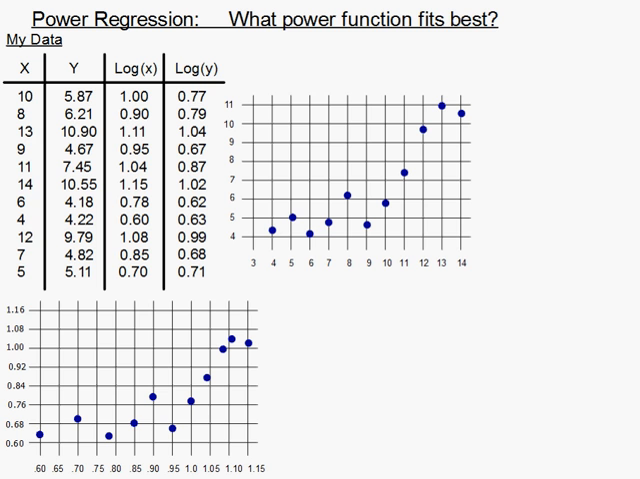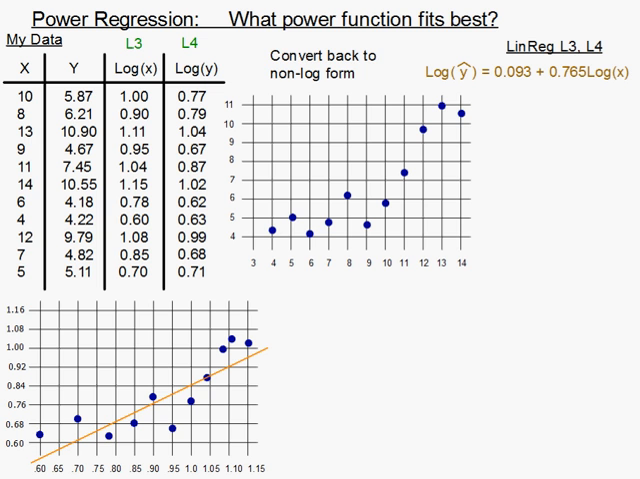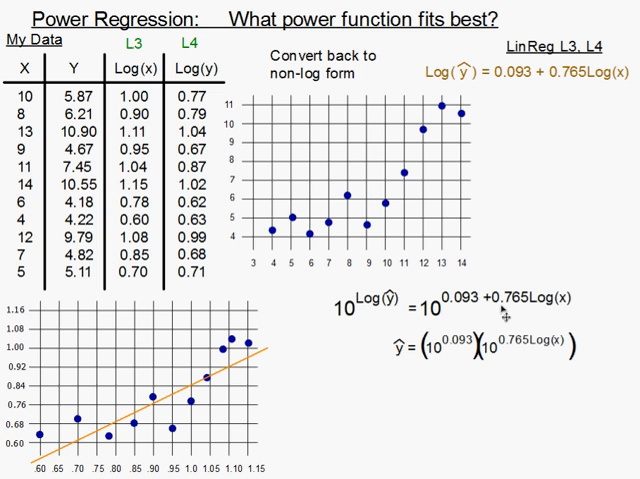And then we'll do the same procedure we did for exponential. We're going to find the linear regression for now x and y, which is in L3, L4. We use the LinReg, and we get our linear regression. The process for converting back to non-log form, which will be the power form this time, is the same: 10 raised to both sides of the linear regression. 10 raised to log y hat is just y hat. I'm using the laws of exponents backwards again.